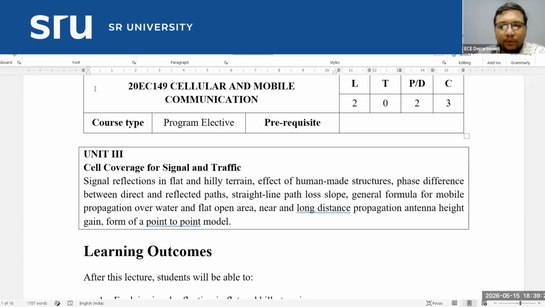Near and long distance propagation, antenna height, gain, and when point-to-point communication is possible between the transmitter and receiver. So what are the conditions? Unit 3 is focused on all this. So our today's goal will be to cover entire Unit 3.